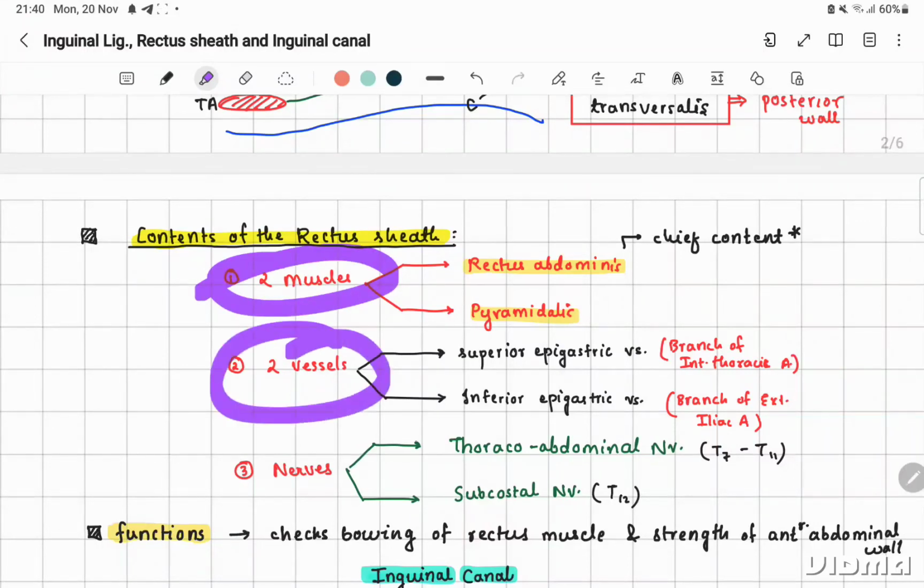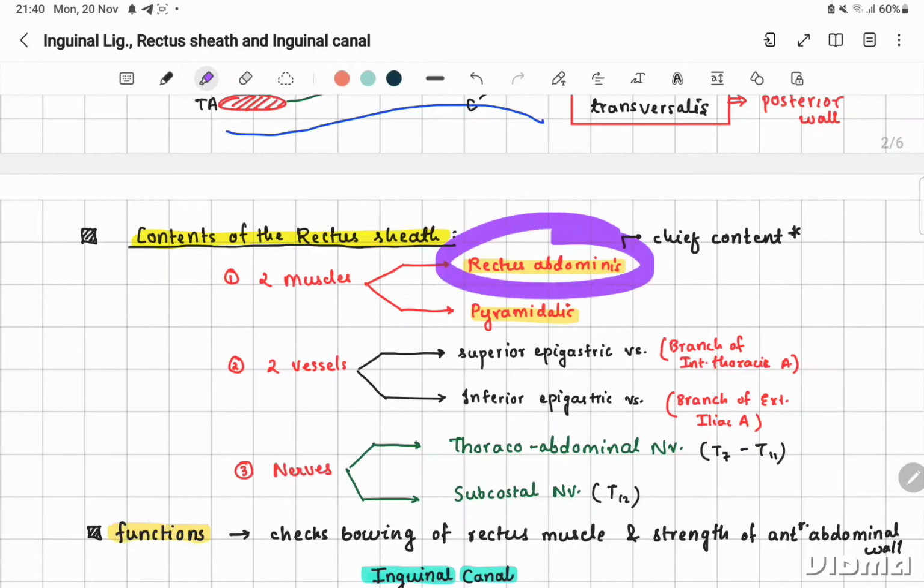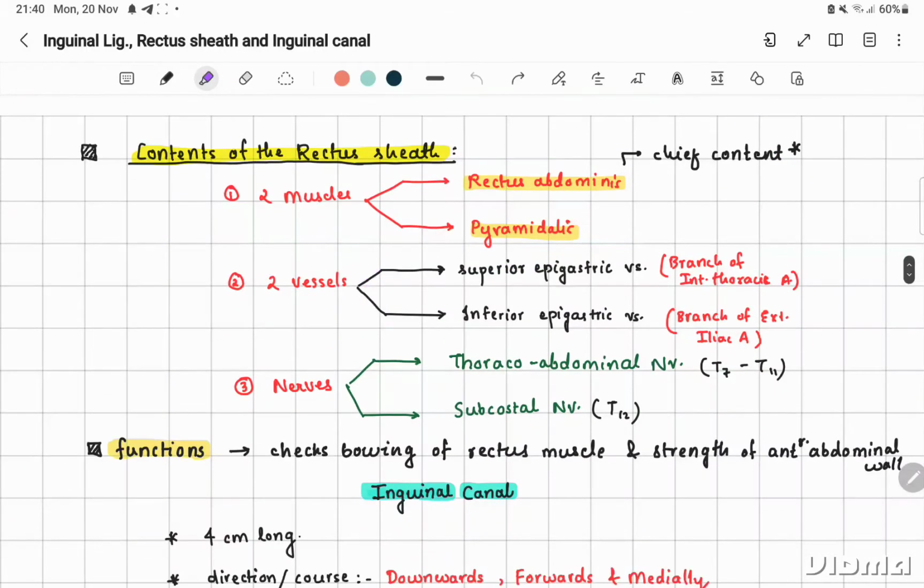So we have two muscles, two vessels, and two nerves. What are the two muscles? Rectus abdominis and the pyramidalis, where rectus abdominis is the chief content. What are the two vessels? Superior epigastric and the inferior epigastric vessels.